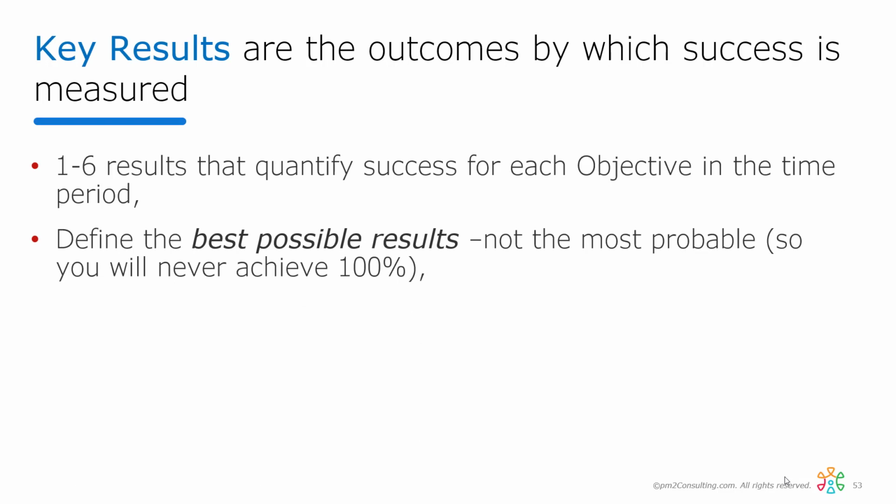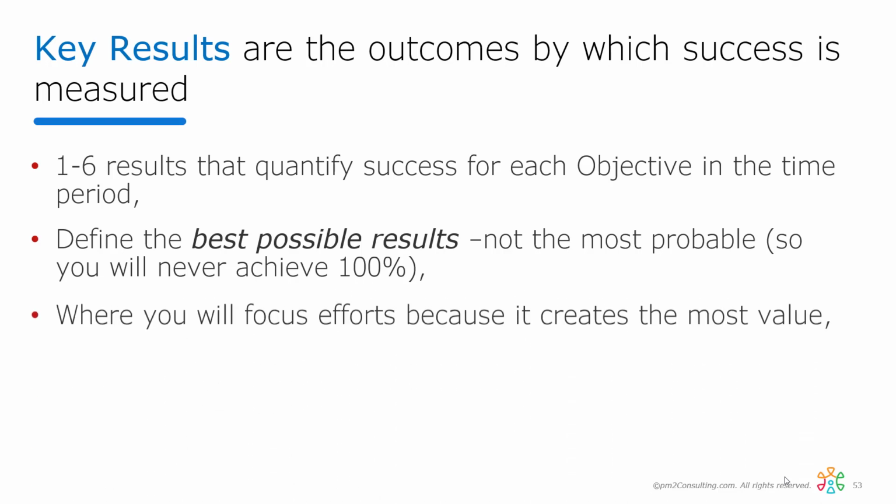And by the way, they're not SMART. Many people think they're SMART. This is not linked to compensation. SMART doesn't work. What we're trying to do is define the best possible, not most probable. And the important thing is, therefore, you're not going to achieve 100%. And that's, in essence, why we need to separate this from compensation.